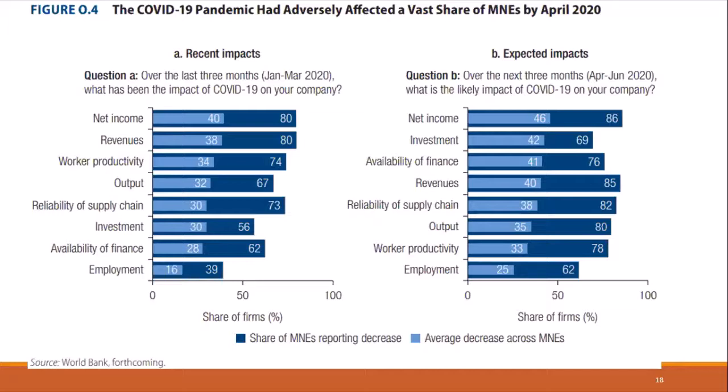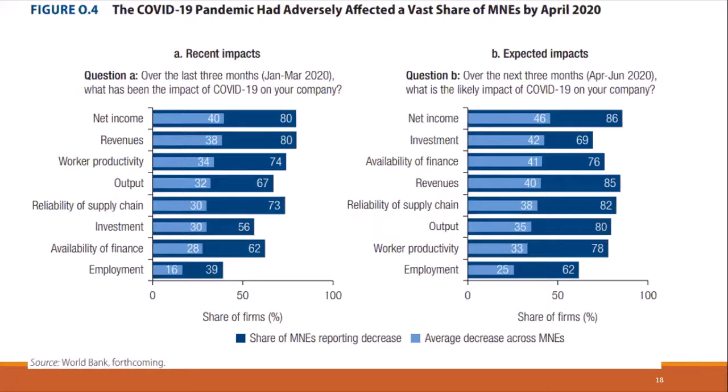One question is, over the last 3 months between January till March 2020, what has been the impact of COVID-19 on your company? 80% of the companies reported on average 40% decrease in net income. Again, 80% of those companies reported on average 38% decrease in their revenue. And finally, 39% of the companies reported on average 16% unemployment.